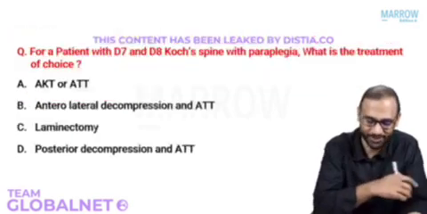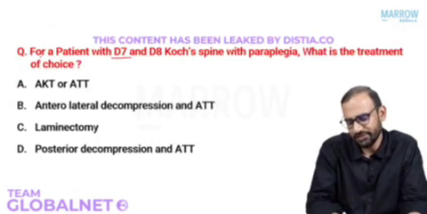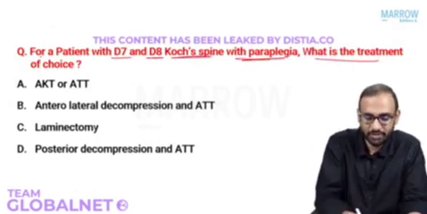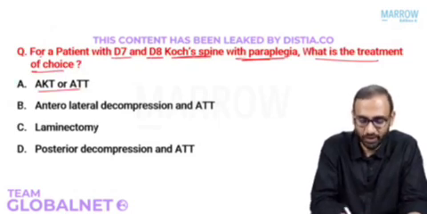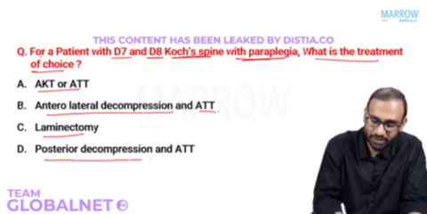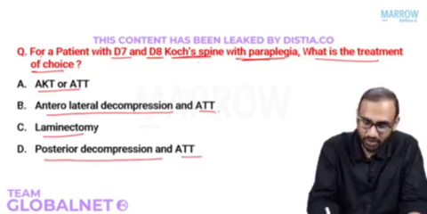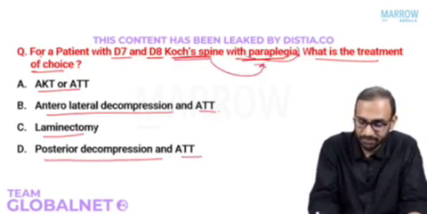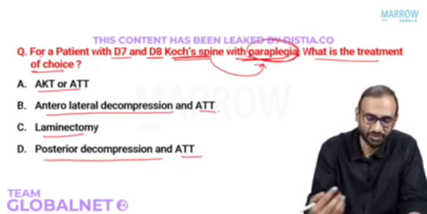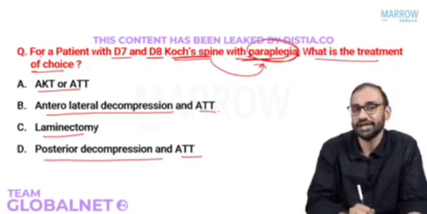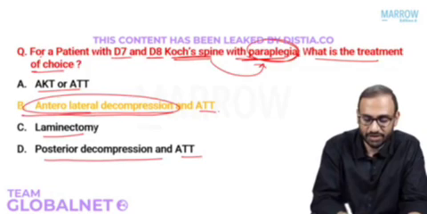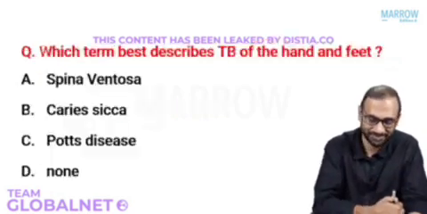Bad disc, good news. Now for a patient with D7 and D8 Pott's spine with paraplegia, what is the treatment of choice? Just ATT, or anterolateral decompression and ATT, laminectomy, or posterior decompression and ATT. The patient has Pott's spine with paraplegia. He already has a neurological deficit. Would you want to wait it out? No, you don't want to wait it out. You have to go in for a decompression. Which type of decompression will you prefer? You will prefer anterolateral decompression going from the left side.